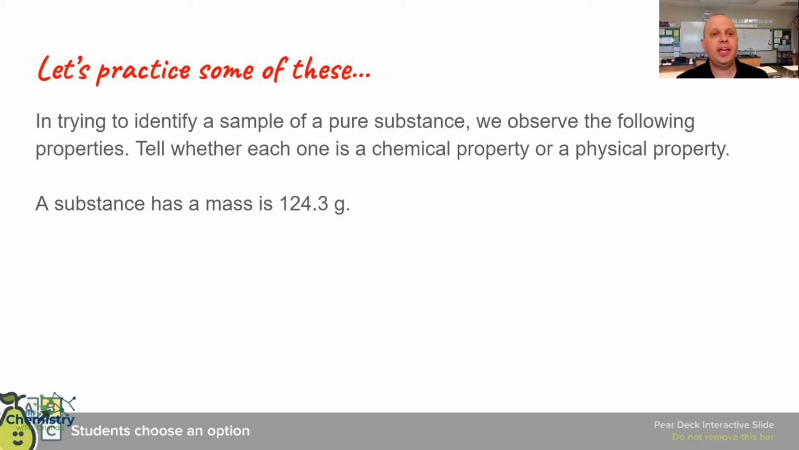Hopefully you came up with the answer of physical. You can measure the mass of something without changing it, right? If you wanted to weigh out an ingredient you're using to bake a cake, and it tells you that you have to weigh out a certain amount of it, you can do that using a scale. That ingredient does not become a different substance by placing it on that scale. Let's look at our second example. It says silver is a shiny solid at room temperature. Again, this is something that you can observe without changing the substance, so we would classify this as a physical property.